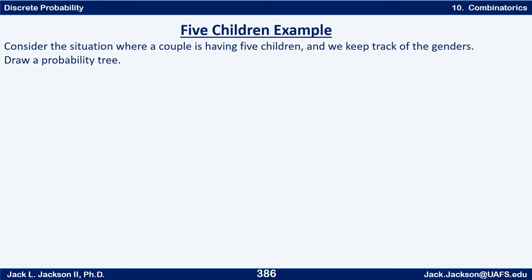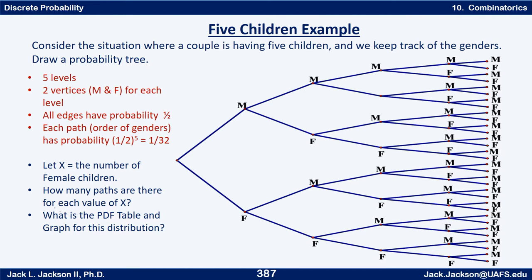A 5 children example. Consider the situation where a couple is having 5 children, and we're going to keep track of their genders. So we want to draw out a probability tree. Can you draw it, or at least visualize it really quickly? Well, it looks something like this. Male, female, first child, and then from there, male or female, second child, and so forth, for a total of 1, 2, 3, 4, 5 children.